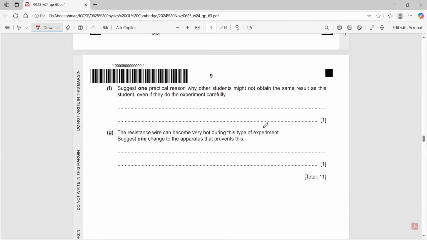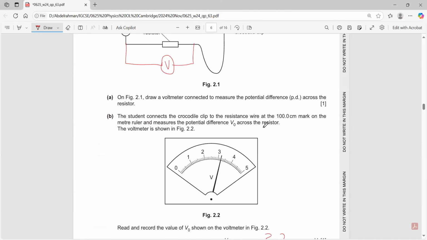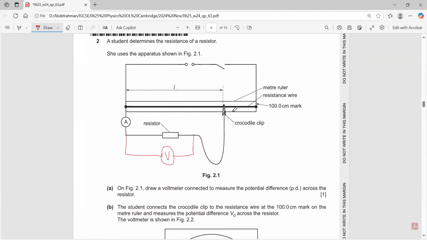Suggest one practical reason why other students might not obtain the same result as the student. Other students conducting this same experiment have different results. Why so? Because they have a crocodile clip, right? So this crocodile clip might not be exactly at the same distance. Or another problem might be that the thickness of the resistance wire isn't the same. The thickness of this resistance wire is non-uniform.